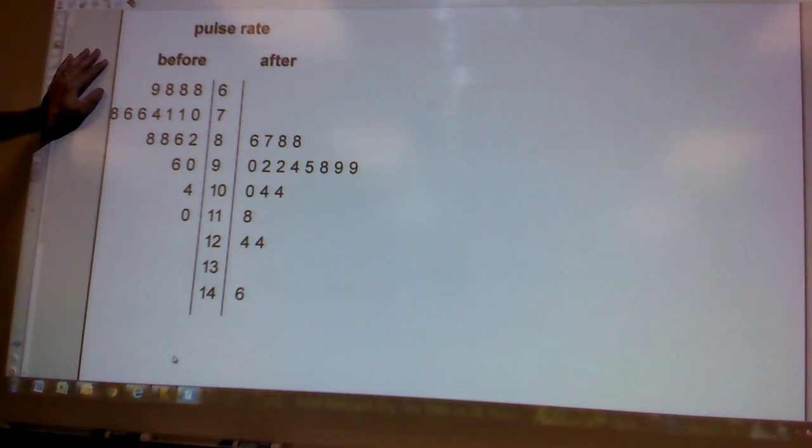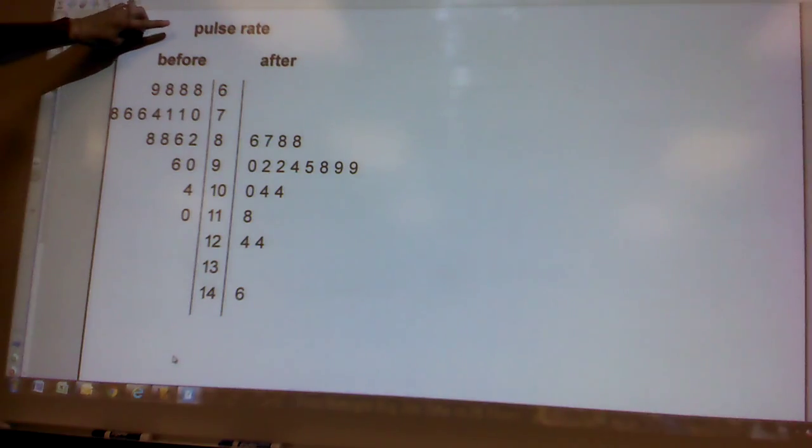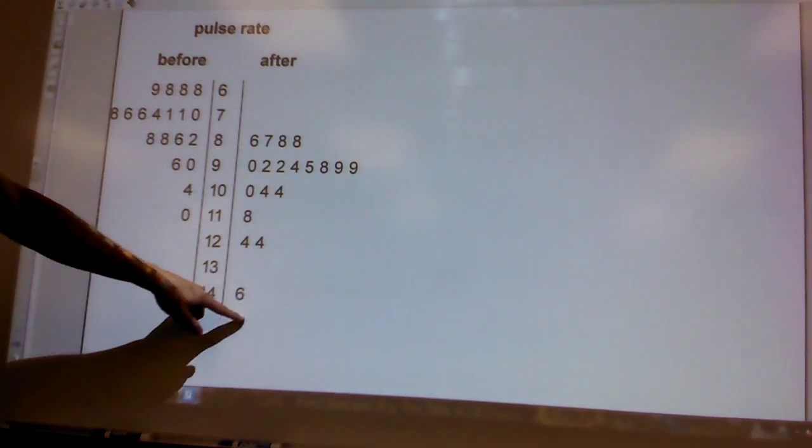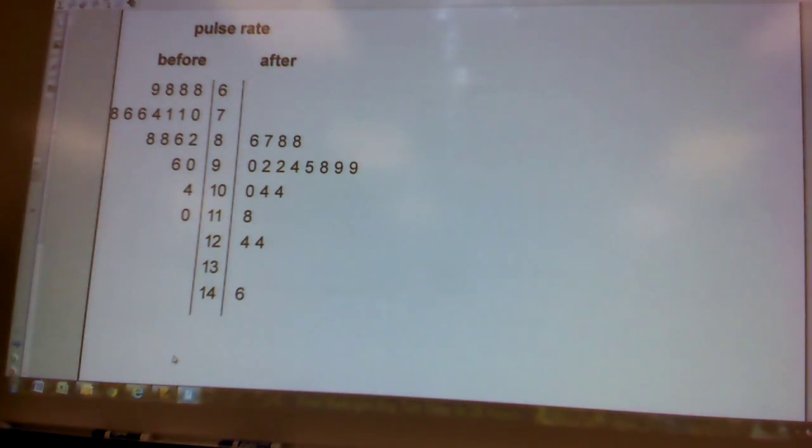Comparing distributions. What does AP want me to do when I compare distributions? I have a back-to-back stem plot. It must have something to do with pulse rate. They did some experiments, and they have the after results and the before results. Don't really know anything else, but let's compare these graphs.